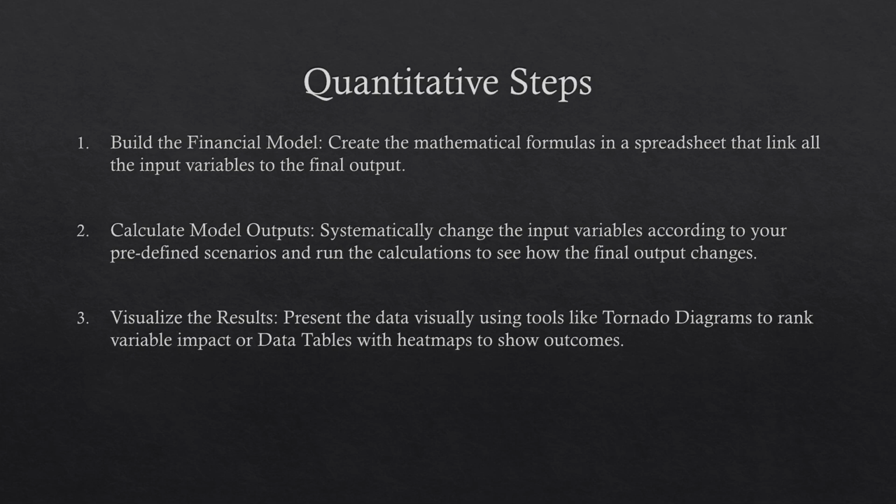The second step is the core calculation. Here we plug in the best case, worst case, and base case values for our variables and run the numbers for each what-if scenario. This is where we see exactly how sensitive our project is to changes.